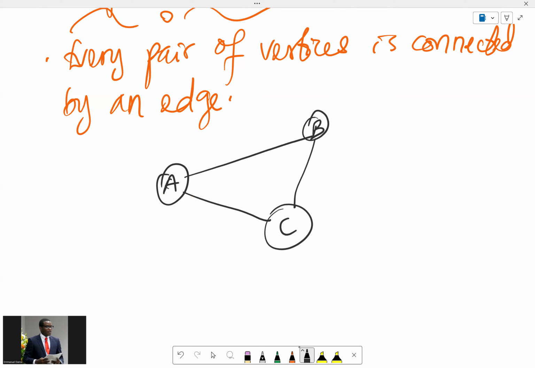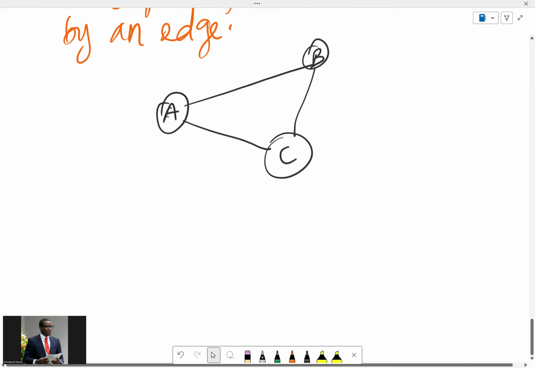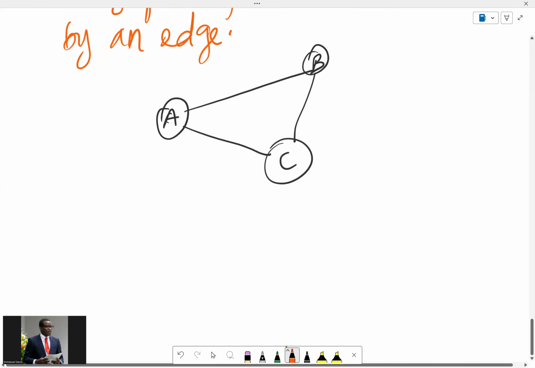So every vertex is connected to another, every possible pair. In this case, the pairs will be AB, AC, and BC, and they're all connected like this. So that is the idea of a complete graph. Other ideas will be the notation, right? The notation for a complete graph is this.